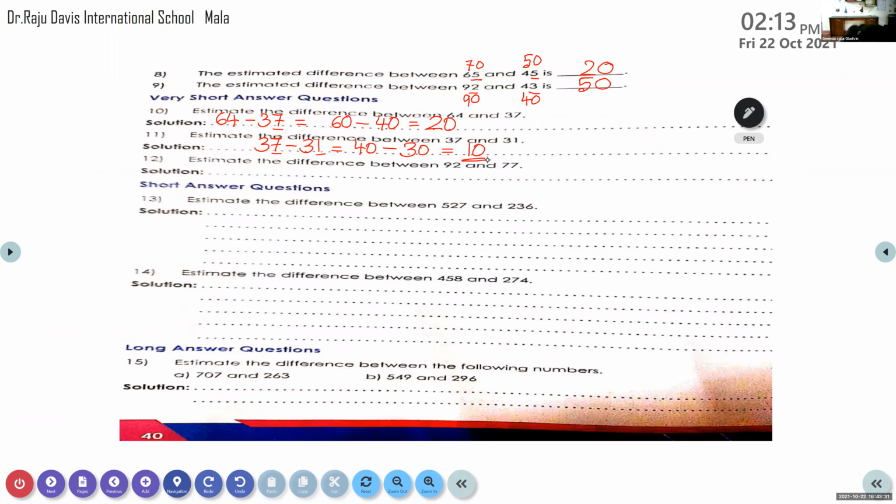Thank you, ma'am. Okay, Advait. Estimate the difference between 92 and 77. 92 minus 77. 2 is smaller than 5, so that way 90. No changes have to be made in the tens. So it will be 90 minus 77. 7 is bigger than 5, so that way 80. The answer is 10. Okay. Good.